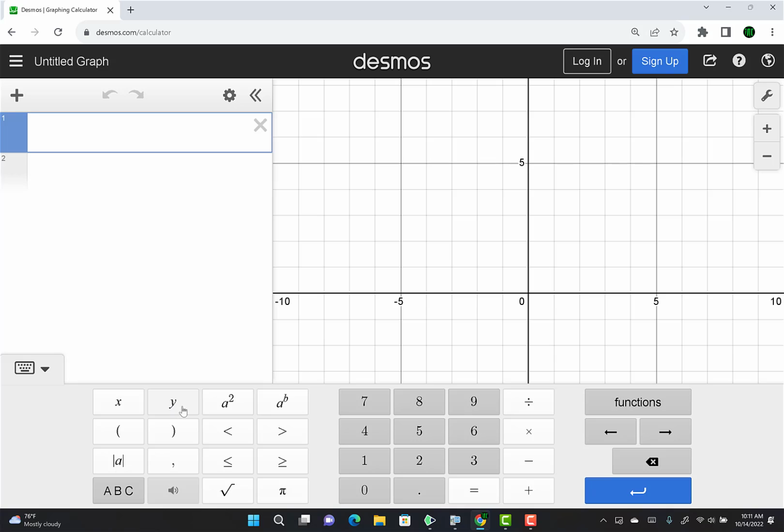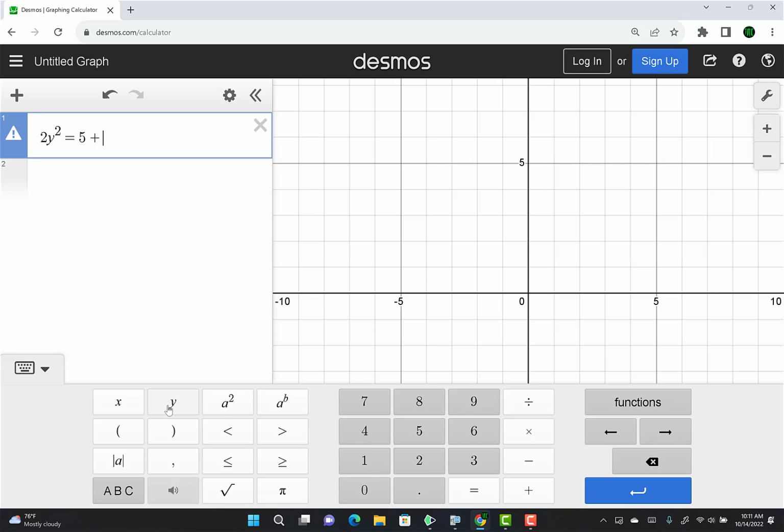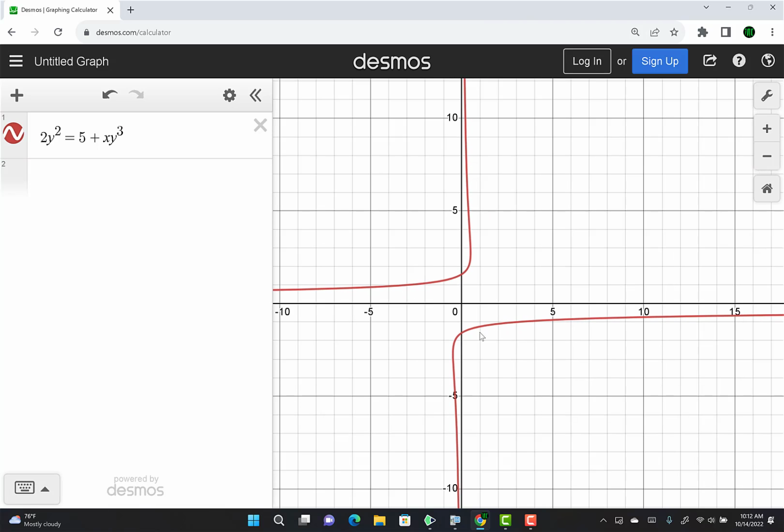All right, what's the equation? What's the expression? The original. 2y squared equals 5 plus what? xy to the third power. Oh, love it. Okay, yeah, and I can see it's already pretty flat by the time you get to 3. So yeah, it's going to work.